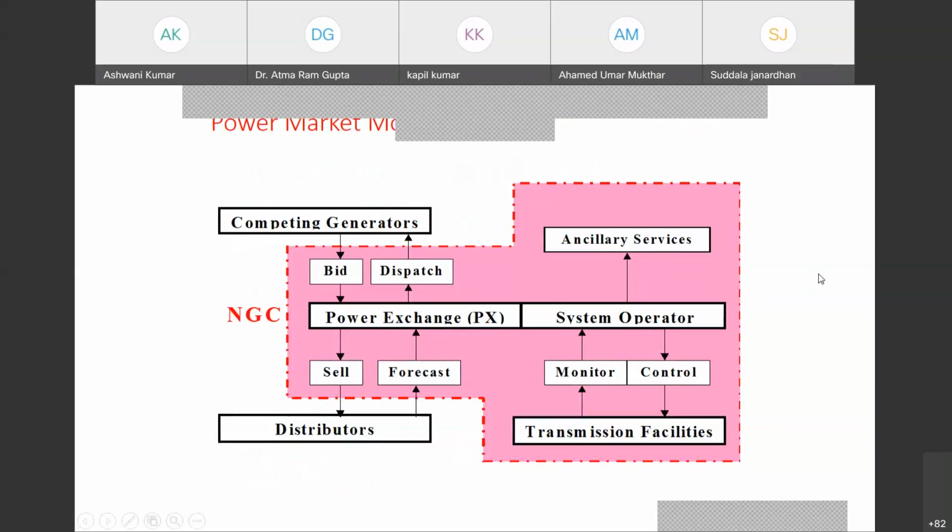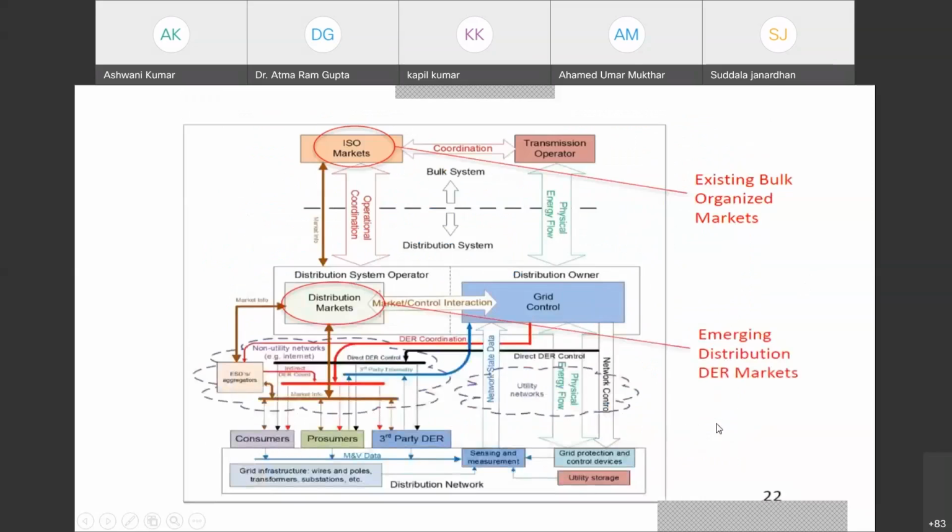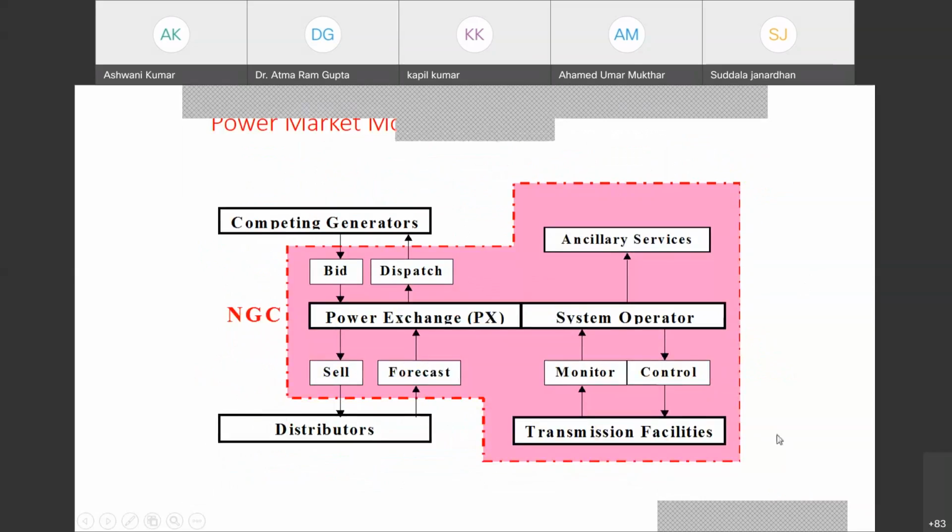Some patches are appearing on the top of the PPT. Okay, let me check why it is appearing. Now it is okay. Again, it came. Now it is okay. Okay, fine. Thank you.